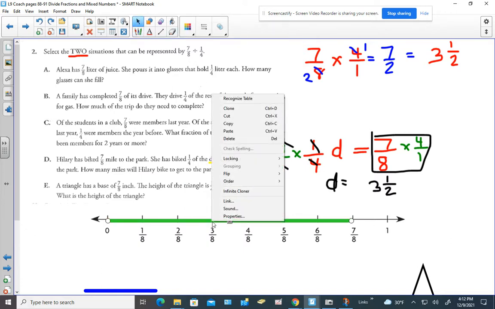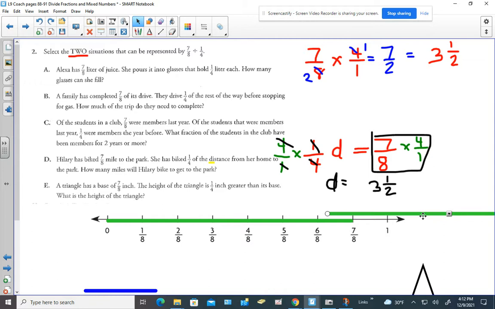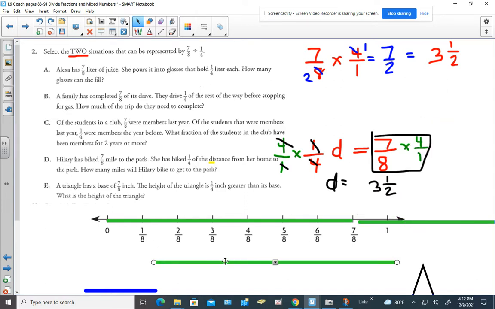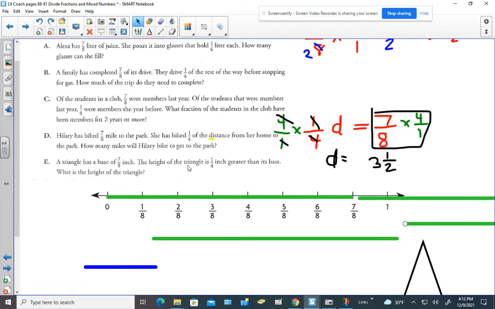So that means we would need to clone this thing 4 times, and we don't even have room on the screen. But if that's only 1/4 of the trip, we have to clone this thing 4 times to get the actual distance, right? That's what that really means. So D is a yes. All right, let's look at choice E.